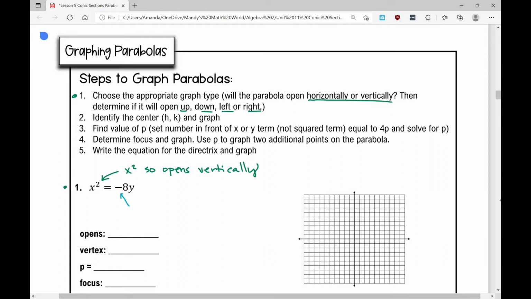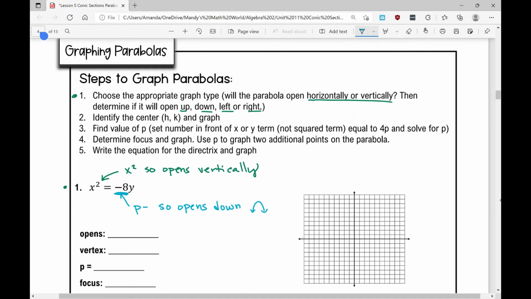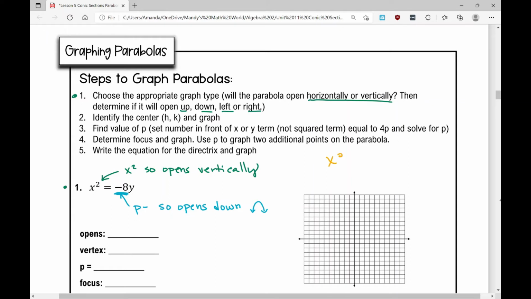Right here, this is 4p, which we didn't really look at in the equation, but I'll write that equation down as we're working through it. Because p is negative, it's going to open down. So I'm going to draw a little picture. Your parabola is going to open down. The equation that you might want to refer to from the other page is x squared equals 4py. This is the equation when your parabola opens vertically.